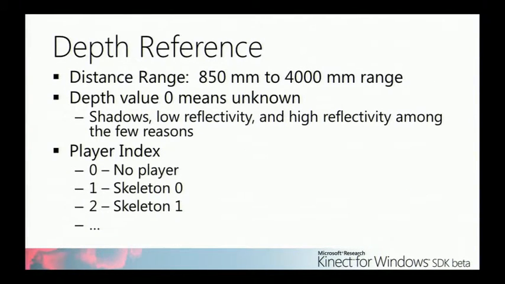Okay. Yeah, so this is the high level reference. 850 millimeters to 4,000. And what I've seen is it doesn't really count all the way down to 0. If you hit 850, it'll always return 850. Same thing with 4,000. There are some times when the depth value is unknown. So low reflectivity, maybe it's glass or something that isn't causing the infrared data to bounce back. It's just going to give you 0, or high reflectivity as well. And the way the player index works is 0 means that specific point doesn't represent a player, otherwise it represents a specific skeleton or the body parts.